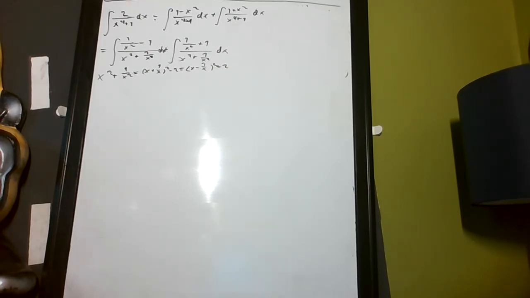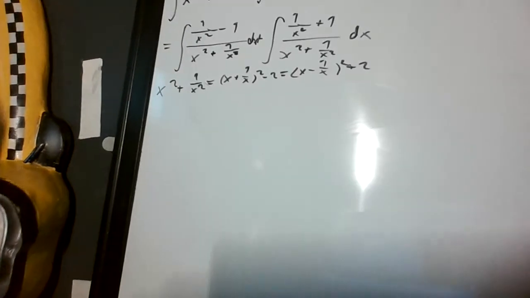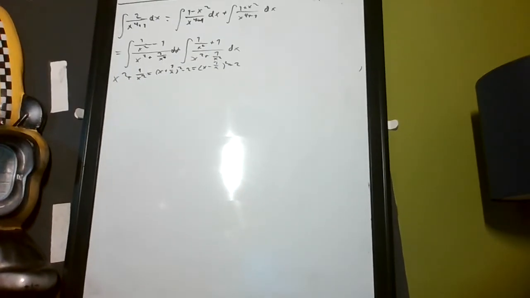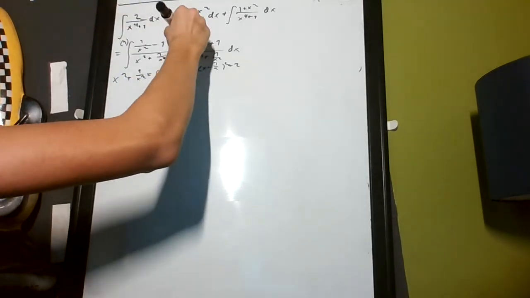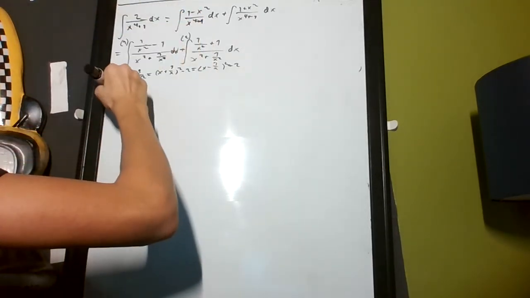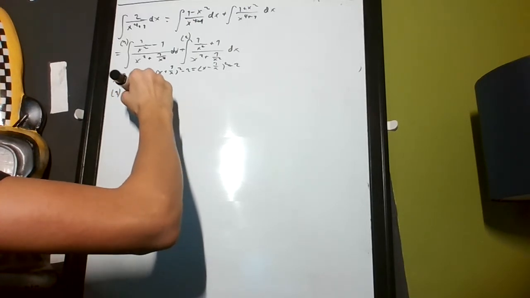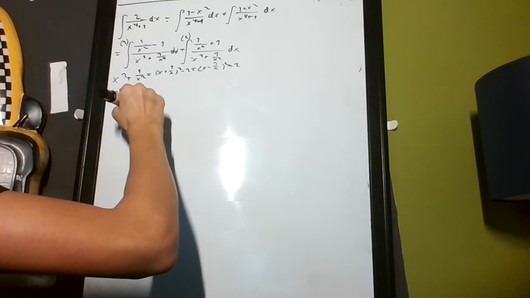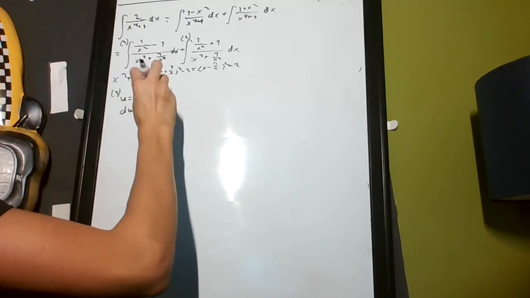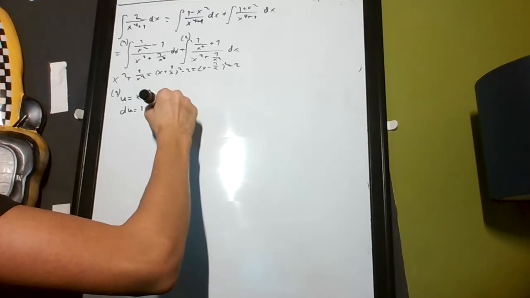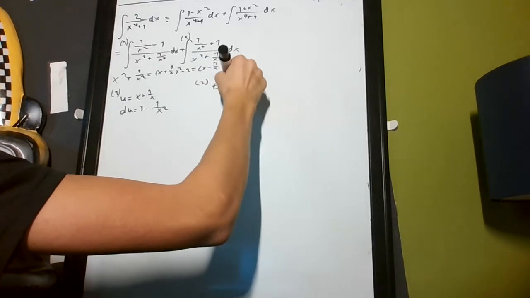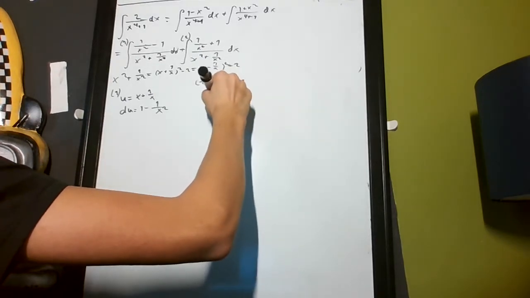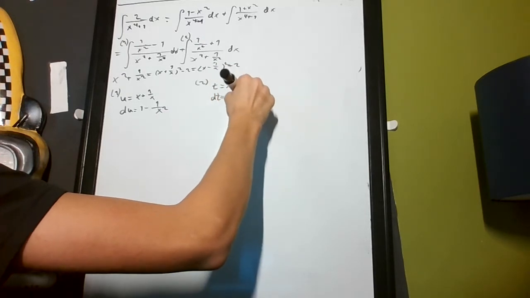After that, for the first integral, I'm going to make the substitution u equals x plus 1 over x, so that du is going to be 1 minus 1 on x squared. And for the second one, I'm going to make the substitution t equals x minus 1 over x, so that dt is going to be 1 plus 1 on x squared.